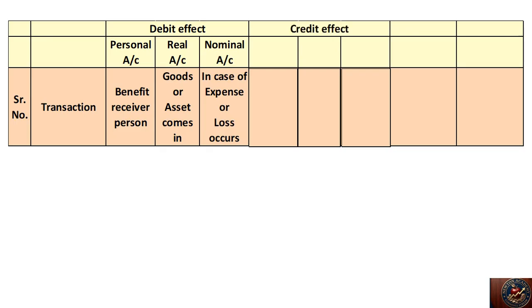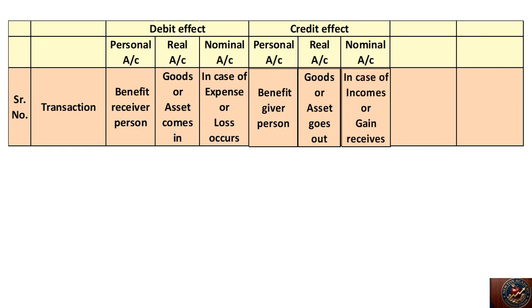Credit effect. You look at these 3 columns to find the rule for crediting. Personal account. If a person or company gives a benefit, write their name here. Real account. If goods or assets go out of the business, write it here. Nominal account. If the transaction brings income or gain to the business, write it here. Reasons for debiting and crediting. In the final 2 columns, you write a short line explaining the exact reason behind your entry.